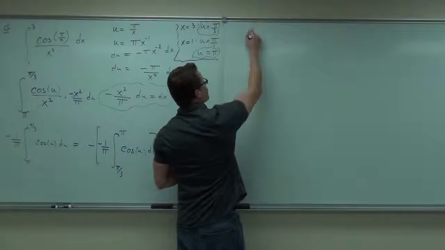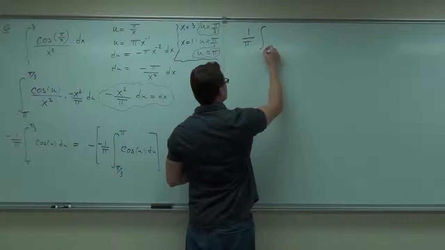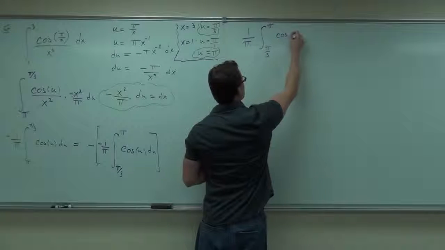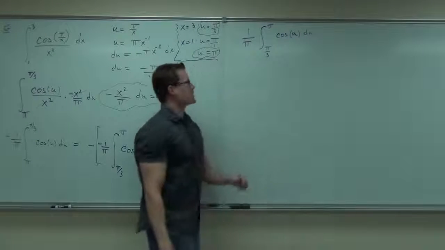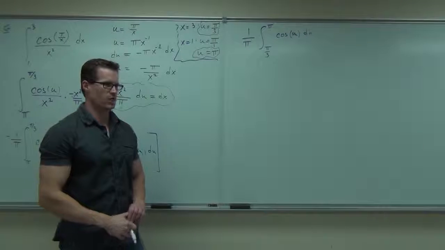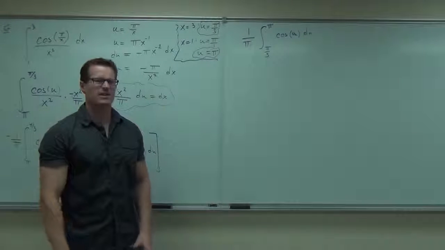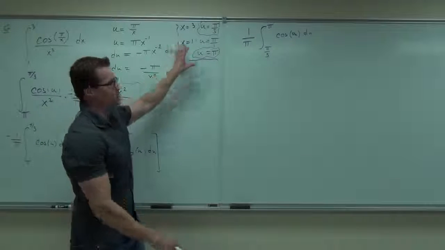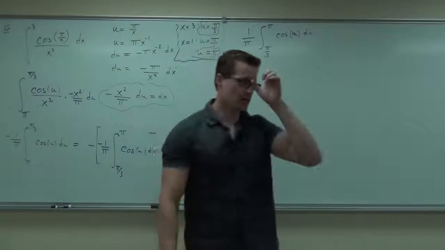So we get our 1 over pi from pi over 3 to pi of cosine u du. By the way, it's really nice that we changed bounds here, because otherwise we'd have to substitute back in for that. And it's a little bit more confusing. You have to figure out a couple things as you're going. It's nice that that's already done for us. What I'd like you to do right now, would you go ahead and do the integral?